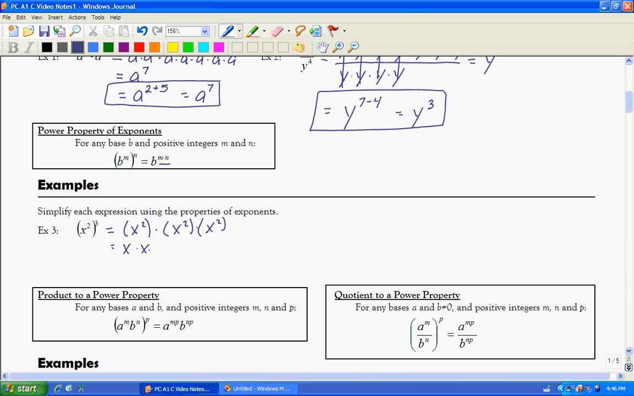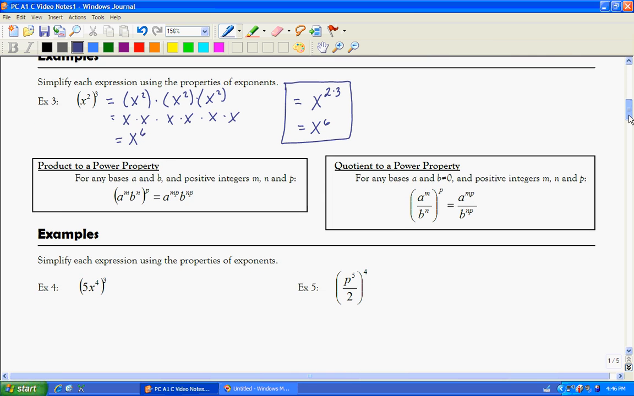That's x times x times x times x times x times x, which gives us x to the 6th power. Well, applying our property, we can just take the shortcut. That would be x to the 2 times 3, which we know is x to the 6th. So those properties are very useful. We don't have to write all of that information out.